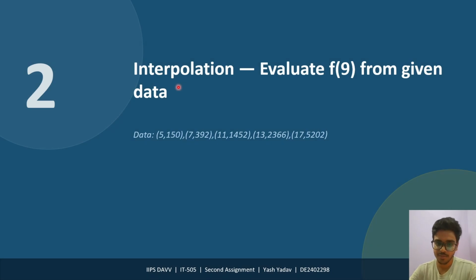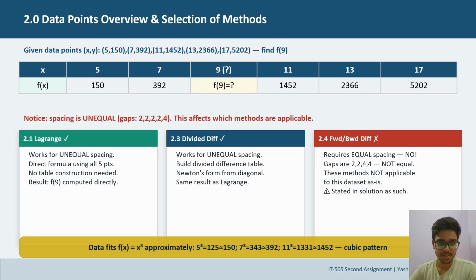Section 2, Interpolation. Okay, so in section 2, we are given 5 data points and asked to estimate f of 9, a value which is not in the table, using different interpolation methods. First, an important observation: the x values are 5, 7, 11, 13, 17. So the gaps are 2, 4, 2, 4. They are not equally spaced. So this matters enormously for which methods we can choose.